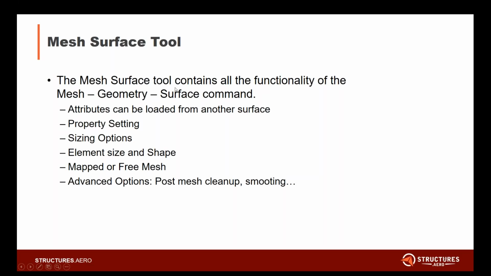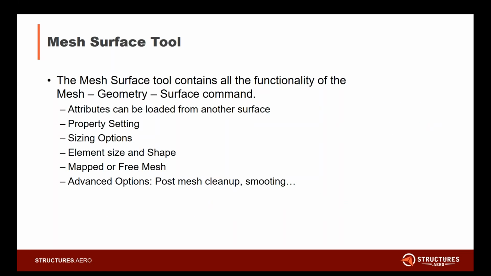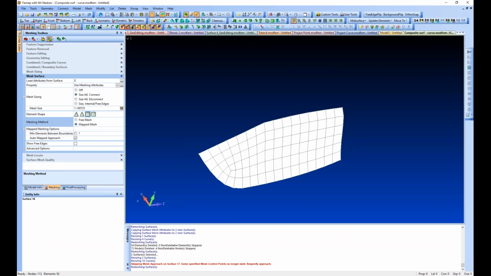So the mesh surface tool contains all the functionality of the mesh geometry surface tool. We can load attributes from another surface, use property settings or sizing options, choose any element shape, mapped or free mesh, and any of the advanced options we're accustomed to as well. So let's take a look at this.